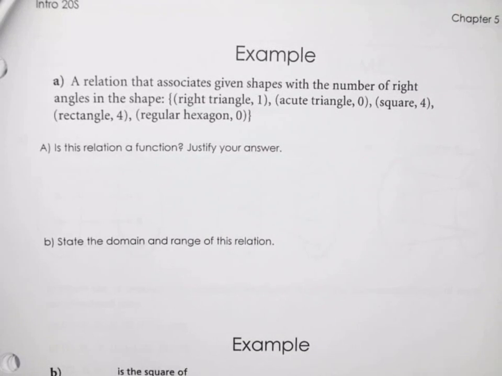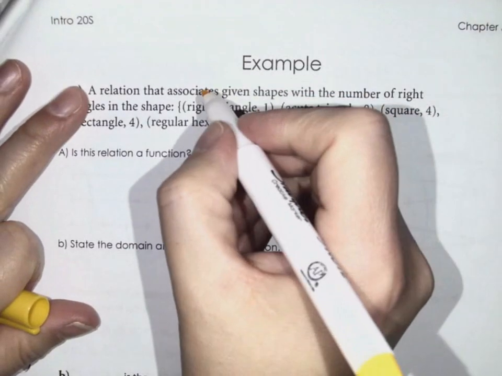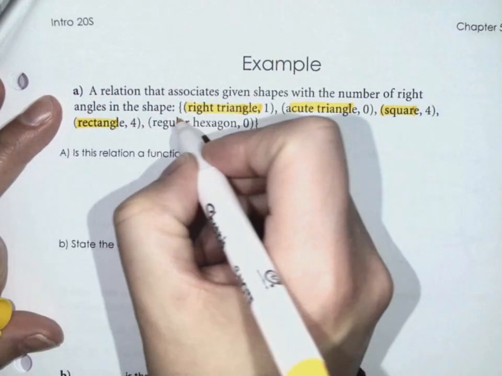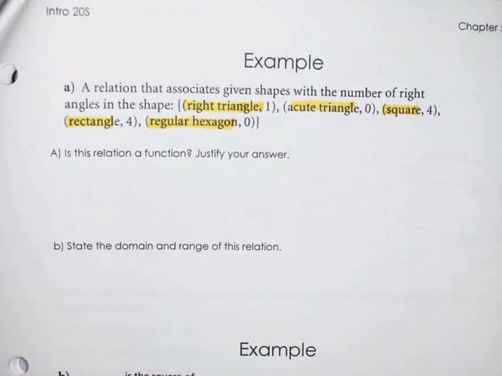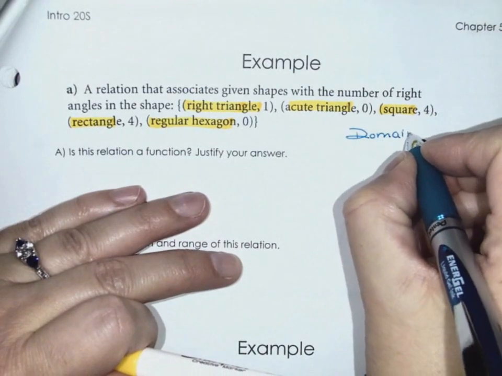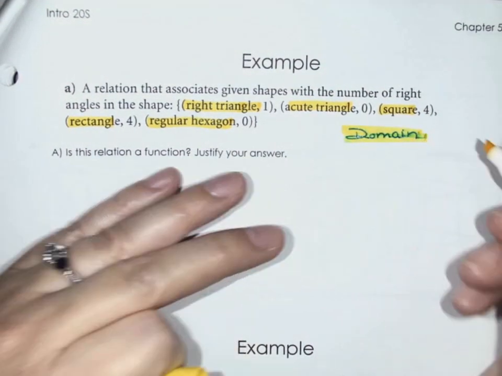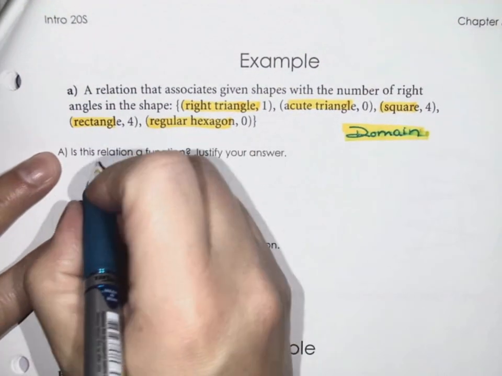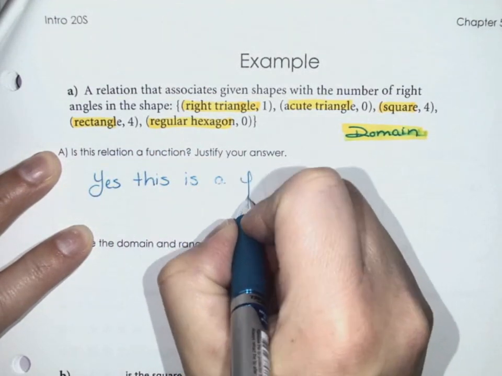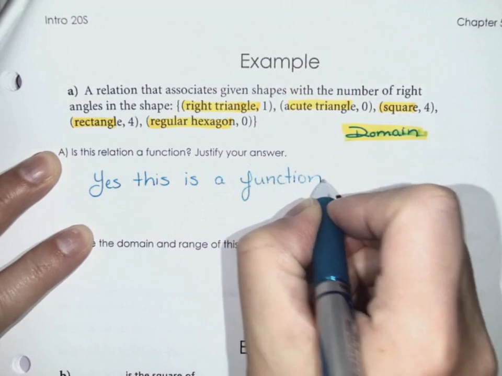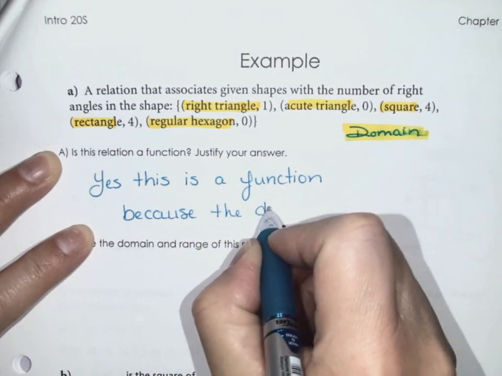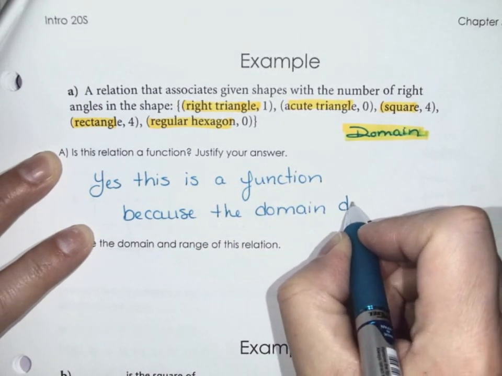Yes. Because you guys all would agree that set 1, or the domain in this case, are the types of shapes. Right? So that yellow that I just highlighted there, those are my domain. So we're always checking the domain. So those are the domain. And we would say that, yes, this is a function because the domain does not repeat.